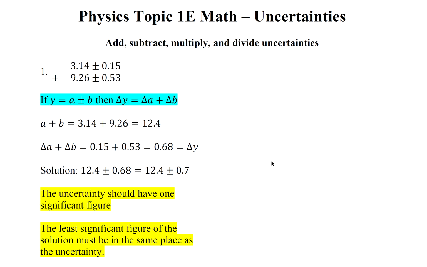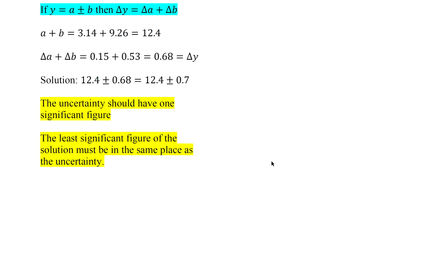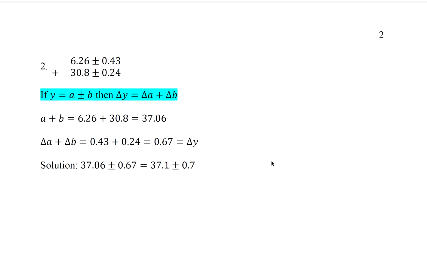So memorize these two in yellow. The uncertainty should have one significant figure, and the least significant figure of the solution must be in the same place as the uncertainty. So now you could do question 2 on your own since you're adding uncertainties. And see that the uncertainty 0.67 is going to be rounded to 0.7.